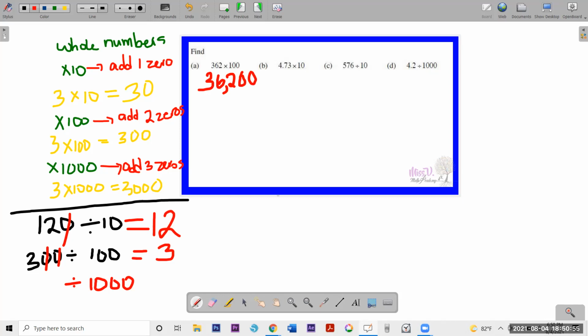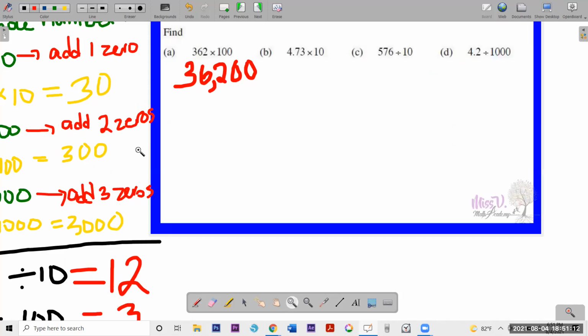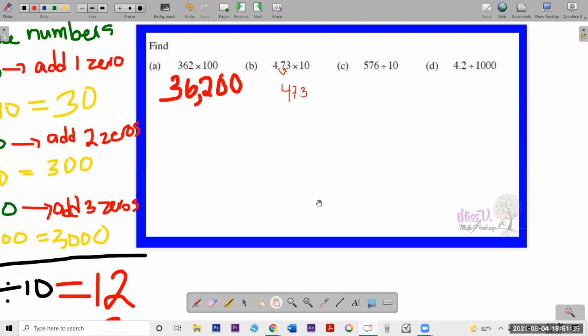All right, so let's look at B. In this case, we have a decimal and it asks us to multiply by 10. So what's the answer? We were told when you're multiplying, you move the decimal place 1 place to the right. So I'm just going to zoom in a little bit. I'm going to take my decimal point and I'm going to jump it 1. So now it moved from being between the 4 and the 7 to be between the 7 and the 3. So your answer is 47.3. Excellent.